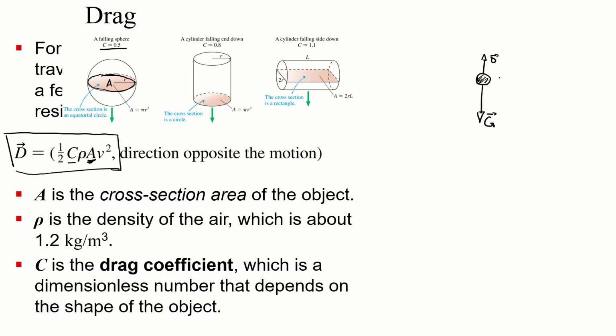So eventually, what's going to happen is this drag force is going to grow and grow and grow, and then it's going to get to the same size as the force due to gravity. So during this whole thing, we know we have Newton's second law. F net is equal to mass times acceleration.